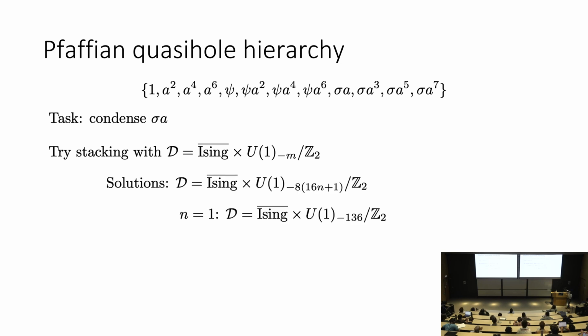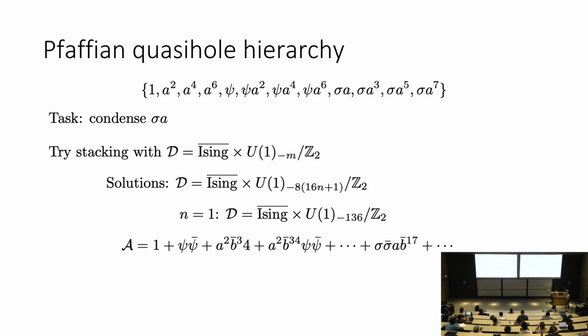And so, okay, you can go through the same calculations as before, and what you find is that this m is equal to 8 times (16n plus 1). So plugging in n equals 1 gives you the simplest possible theory, which is Ising bar times U1 level minus 136. So you imagine your D is this crazy large theory that you stack with your original Pfaffian state, and you can condense this very large condensable algebra.